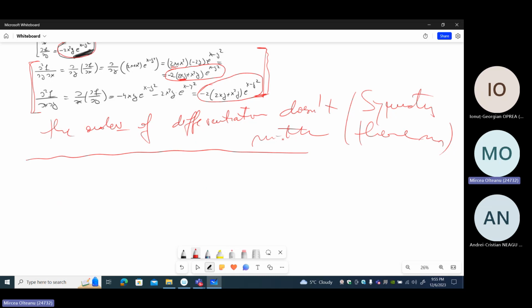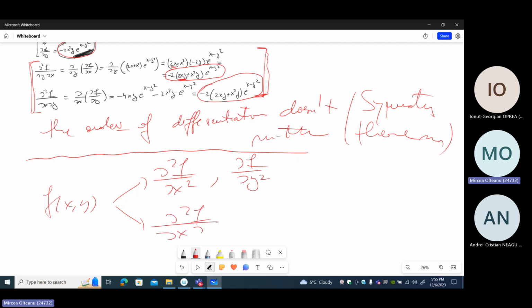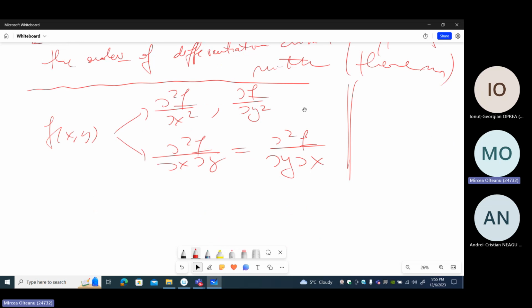So, for example, for a function of two variables, if we want to compute the second order partial derivatives, we need to compute only three: the two not mixed, and one mixed. It doesn't matter which one, because they are equal. Of course, this works for an arbitrary number of variables.